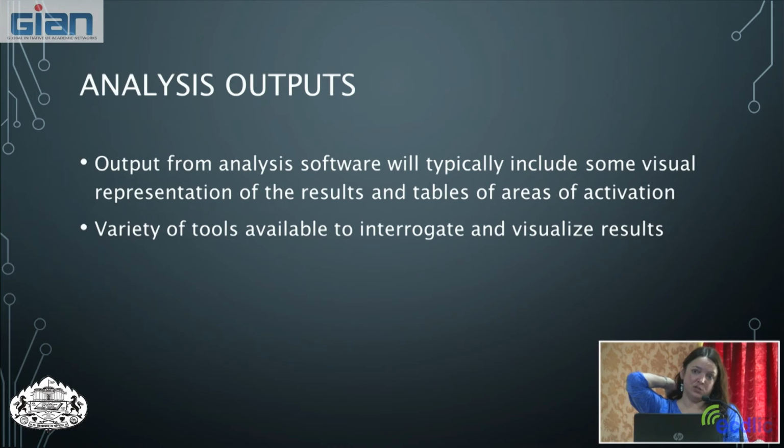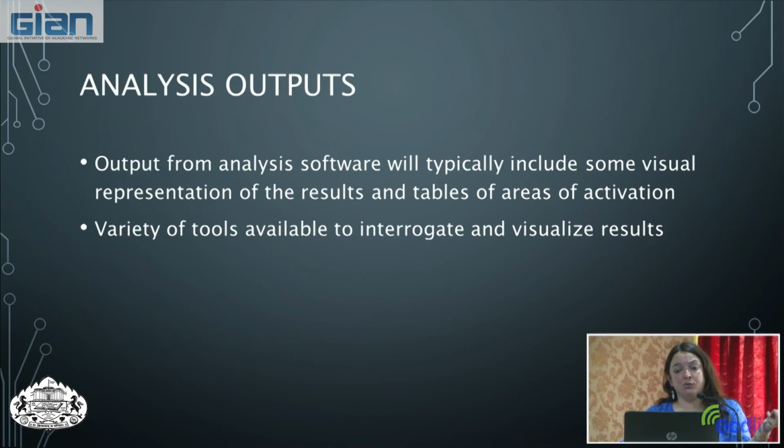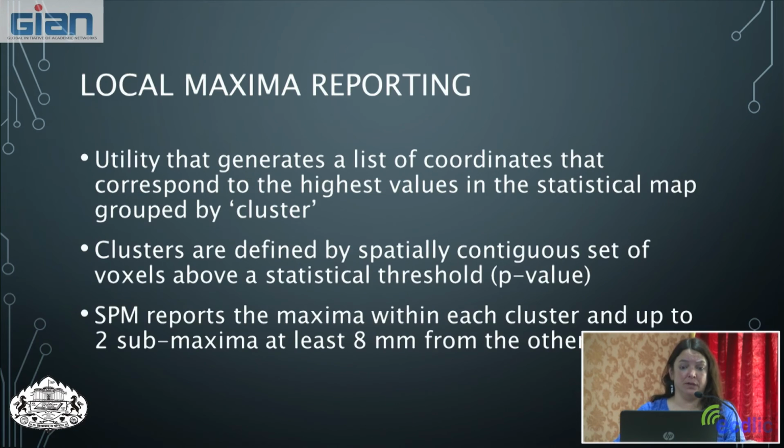Okay, so once we determine our activation regions, how do we actually visualize where there's activity in the brain? So the output from analysis software is typically going to include some visual representation on the brain and some tables of activation. So there are a number of software tools that are available to integrate and visualize these results together. So we're going to talk about how we would do this.